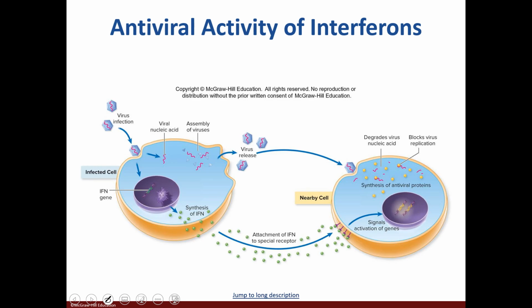On your left, you can see the infected cell. Once the virus enters the infected cell, it then produces interferon. In the meantime, new viruses are released and target a new host. A neighboring cell is then infected with the virus, but interferon has bound to its surface. It then begins producing antiviral proteins and prevents the virus from replicating.